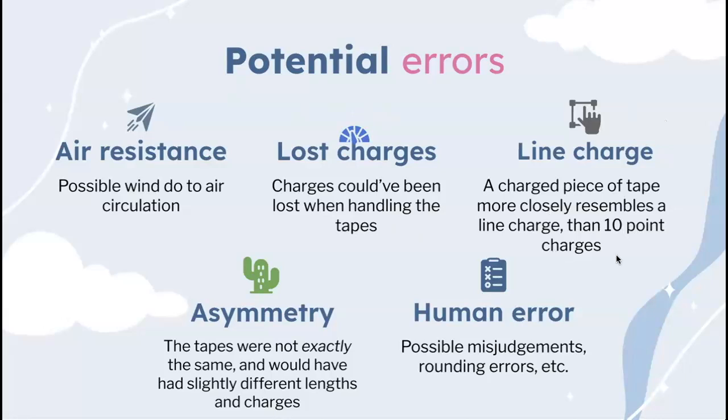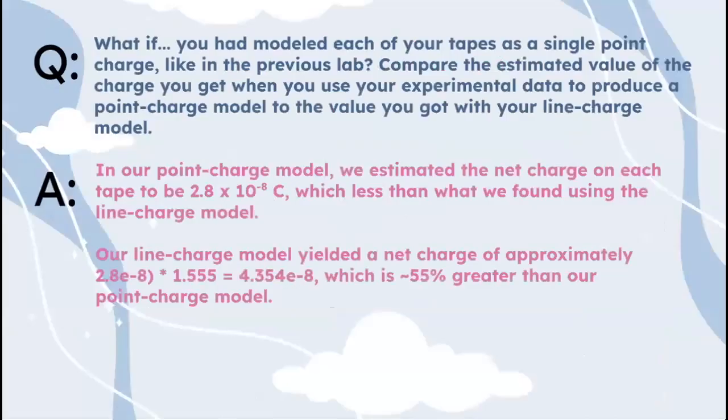But this is still much more accurate than just considering each piece of tape to be 1 point charge. And of course, each piece of tape would not have been perfectly identical to each other. One might have been a bit longer, with a bit more unevenly distributed charges. And also, of course, there's human error in any experiment. Now let's get to the what-if question.